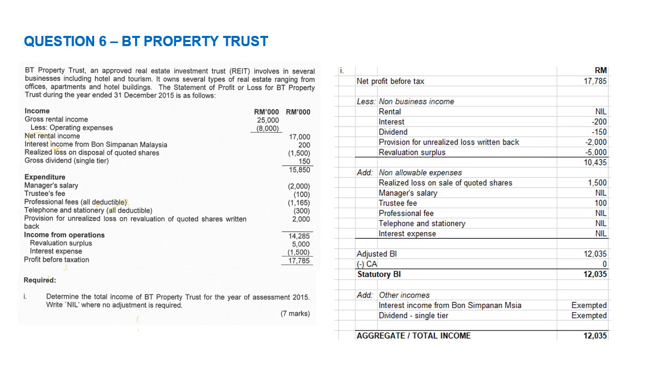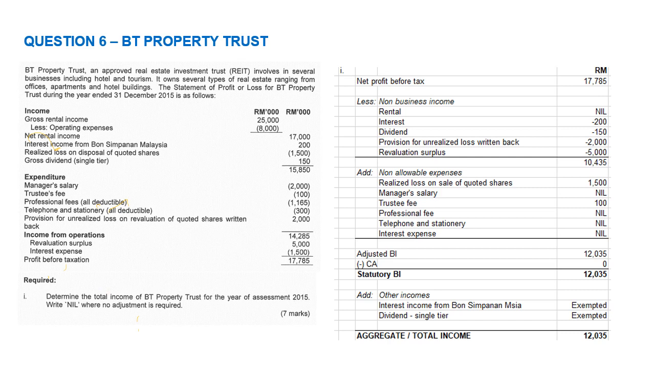Okay, so kalau you tengok dia punya profit or loss statement, ada dia senaraikan income, lepas tu expenditure, as well as the income from operation. And the first part of the question, we need to determine the total income. Alright, so nak kena cari total income. Okay, apa yang kita nak buat dulu?